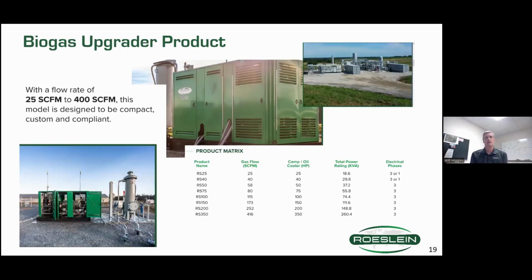Right. And then lastly, I just wanted to share, again, we have a wide portfolio of membrane upgraders that were developed in-house, anywhere from 25 standard cubic feet per minute of biogas up to 400 scfm on this platform. And then we have other bigger compressors and membrane skids that go all the way up to 1,800 scfm. And then we've got PSAs that we own and operate up to 2,200 scfm. So, we can fit the right size upgrader to your size facility.